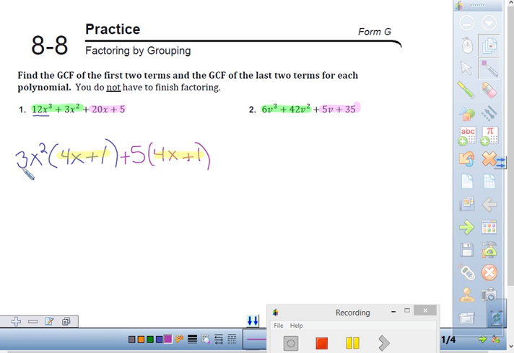So find the GCF of our first two terms. Well, one of them is 3x squared, and the other one is 5. You can circle them if you want, or you could just leave your answer as it was.